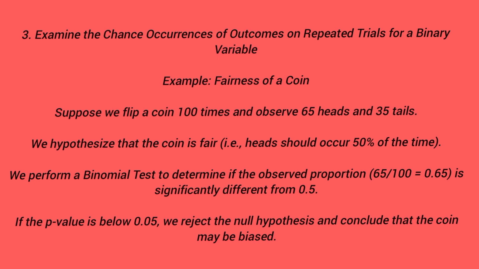Suppose we flip a coin 100 times and observe 65 heads and 35 tails. We hypothesize that the coin is fair. Heads should occur 50% of the time. We perform a binomial test to determine if the observed proportion, 65 divided by 100, which is equal to 0.65, is significantly different from 0.5. If the p-value is below 0.05, we reject the null hypothesis and conclude that the coin may be biased.